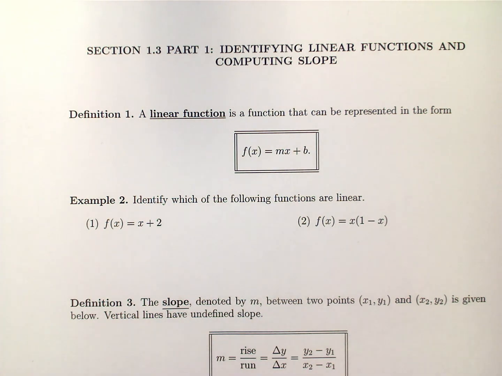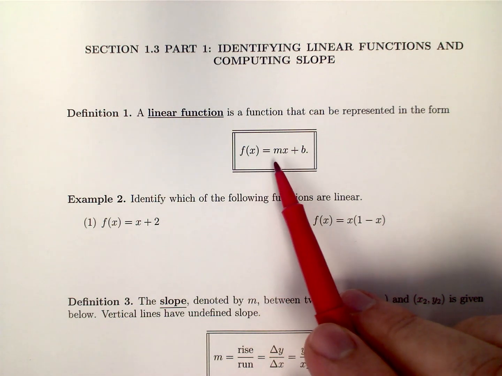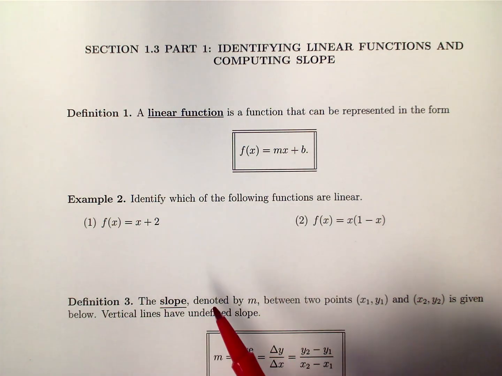In this lecture, we will be identifying linear functions and computing slope. So we've talked about functions now, and a linear function is a function that can be ultimately simplified to this form: f of x equals mx plus b.